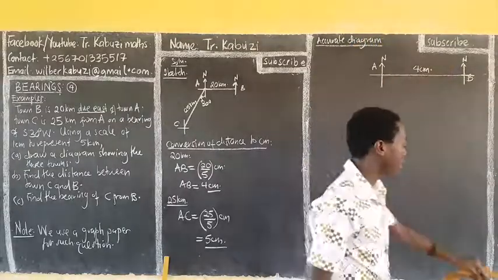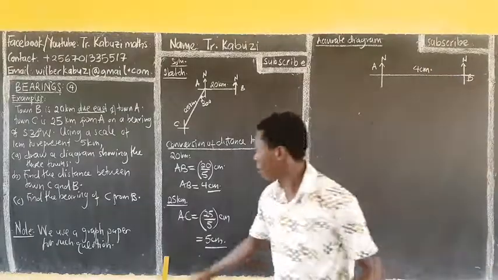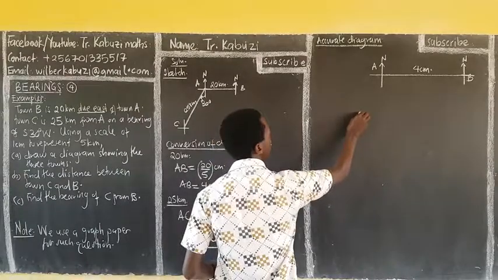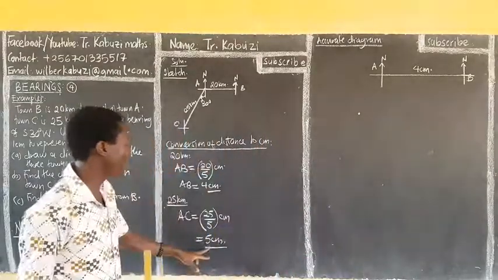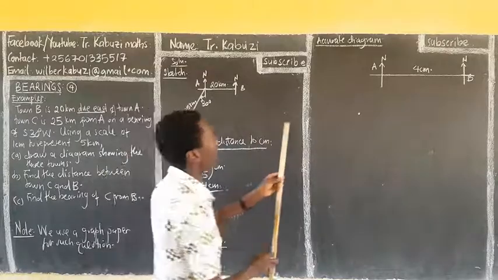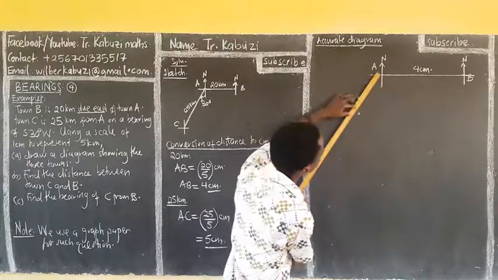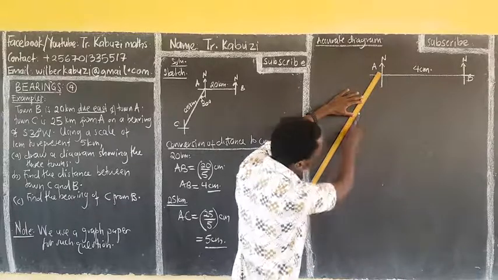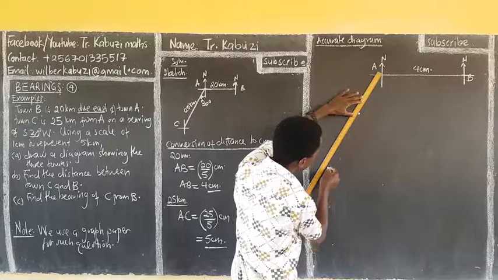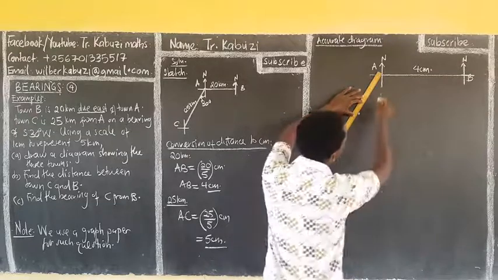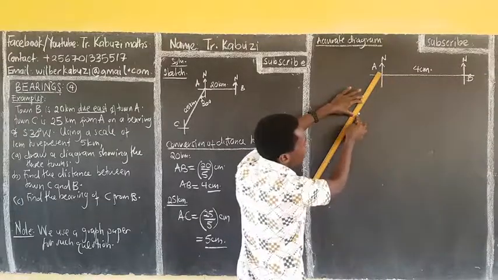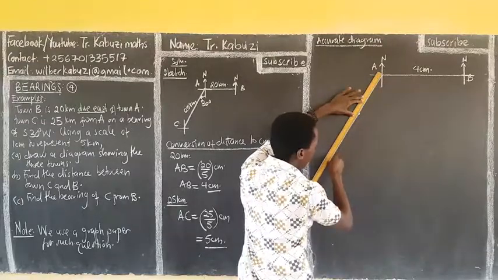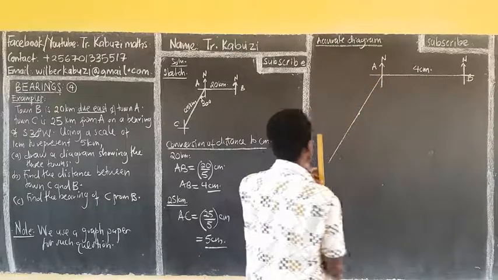Then after marking that 30, you also measure the 5. The line you are going to draw passes through this 30 degrees, but also it should be 5 centimeters. So you measure off the 5 centimeters using your ruler. My 5 centimeters is going to be here. So now I draw, it passes through this mark of 30 degrees, like this, then where the 5 centimeters are ending.